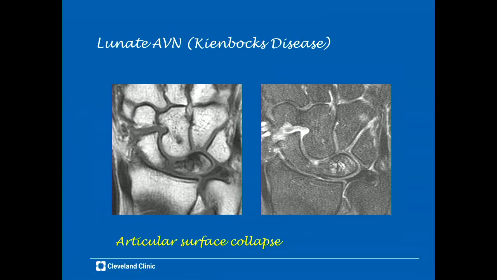Here's a case of lunate AVN or Kienböck's disease. Again, we see the low T1 and T2 signal in the lunate, but in this case we also see a little bit of articular surface collapse of the lunate at its articulation with the capitate.